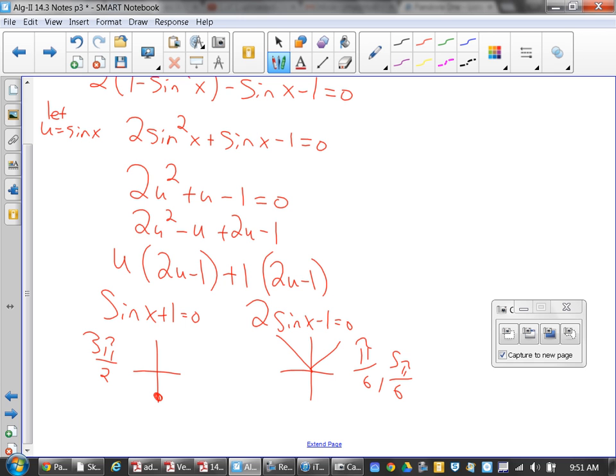General solution, you have to figure out how often it replicates. Anytime, whenever. It's so fun.